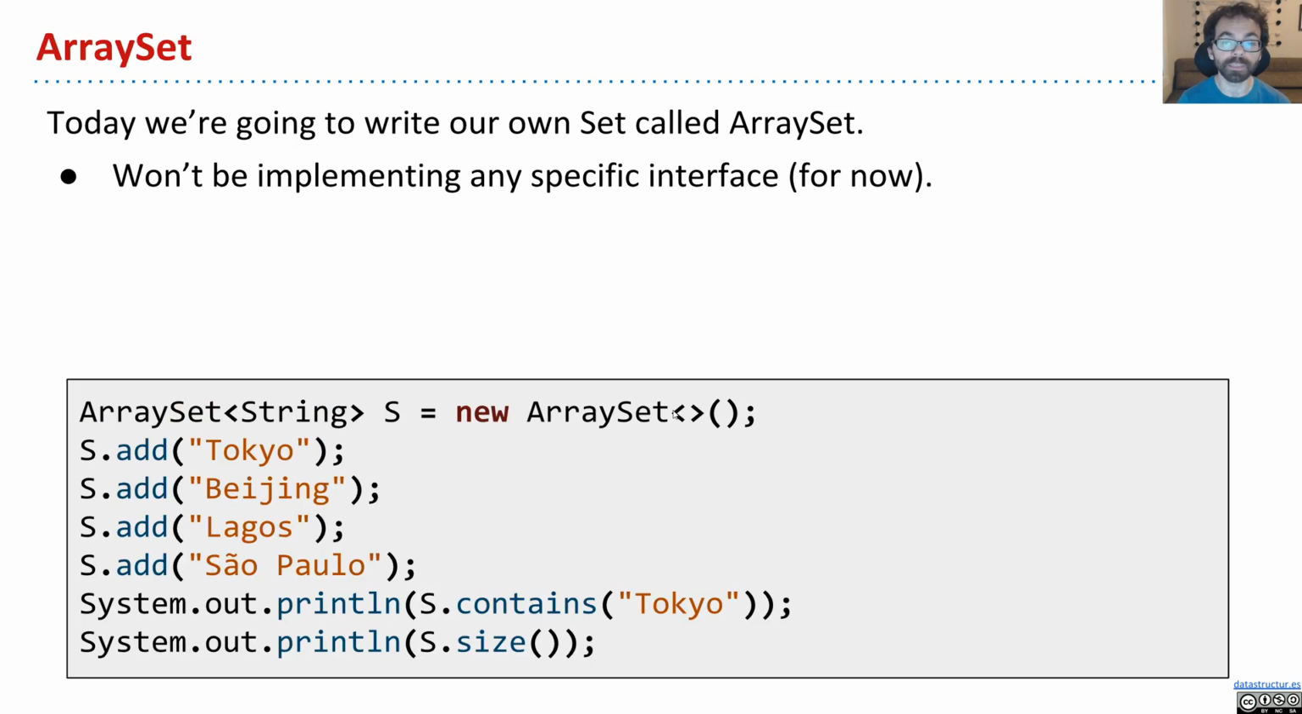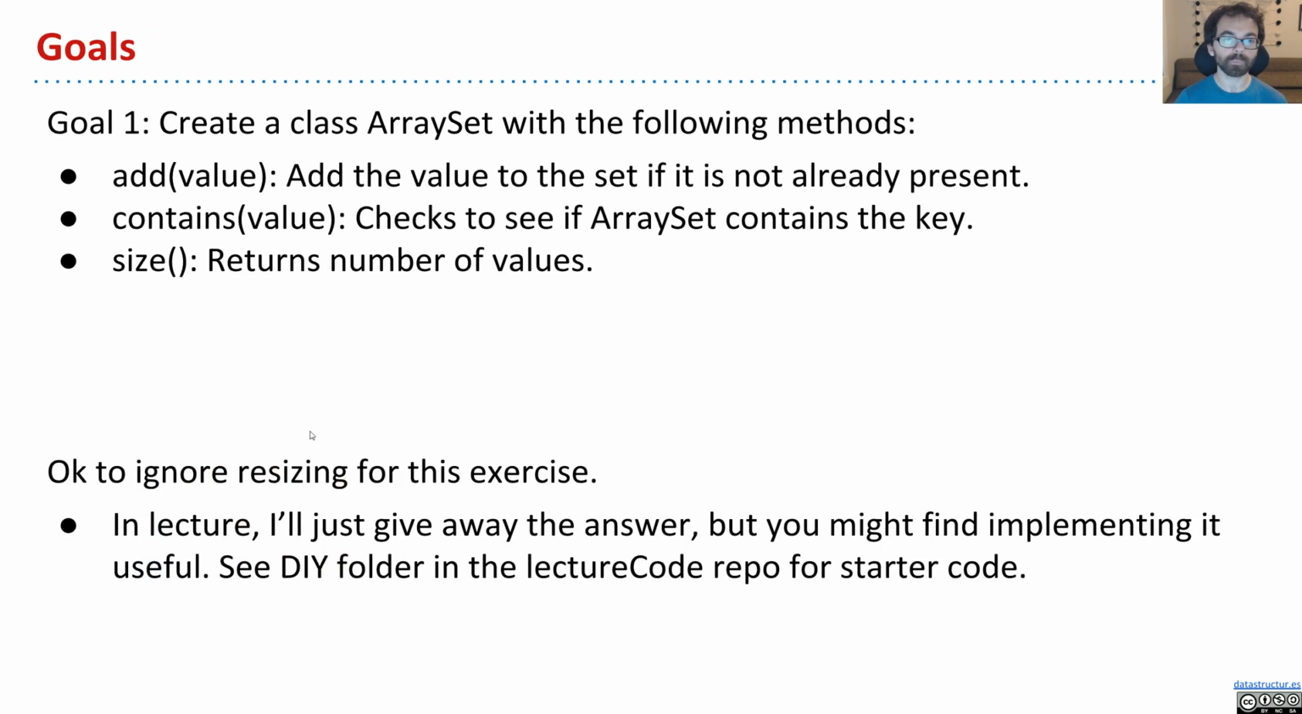So what we're going to do in this lecture is build our own array set. And for now, we're not going to have any specific interface. So I'm not going to make a set interface, though in a much later lab, you'll do something similar. Okay, so the goal then, I'm going to make an array set with the following methods. We're going to have add value, contains value, and size, and that's it for now. And just to keep things quick during lecture, I'm going to ignore resize.